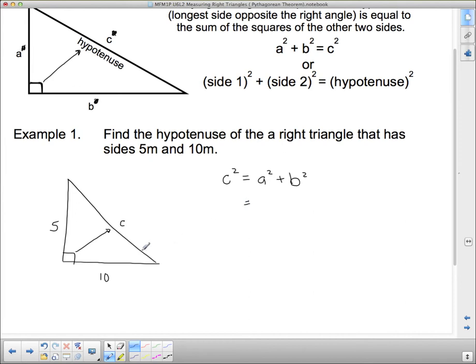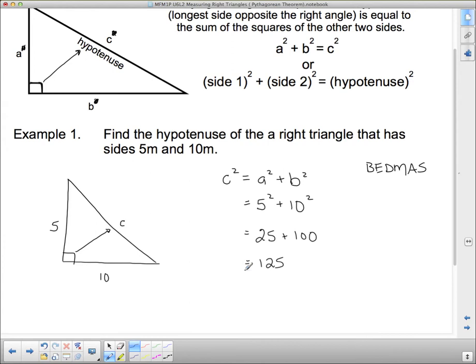In this case, we have 5, and we need to square it. And we have 10, and we need to square it. So 5 squared is 25, and 10 squared is 100. Now you always have to do the squaring first because remember, order of operations tells us that you do brackets, which there are none, exponents, which is the squared, and then division and multiplication, which we don't have any of, and then addition or subtraction, and we have that one addition. So we'll do the addition now.